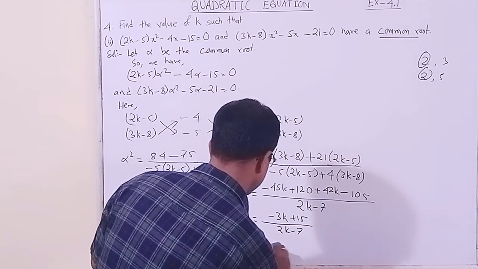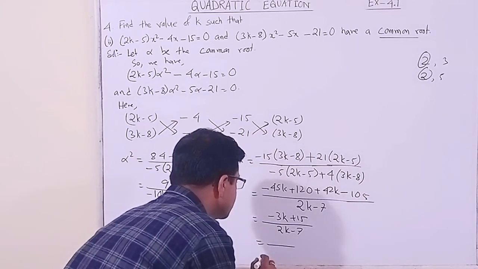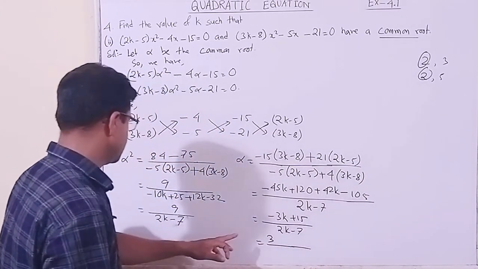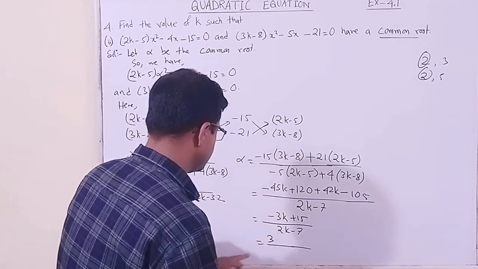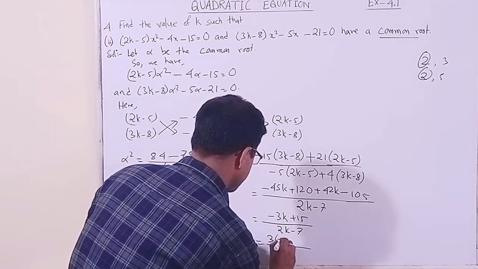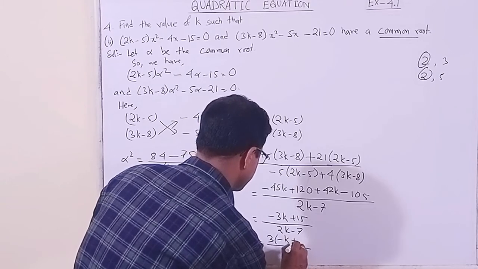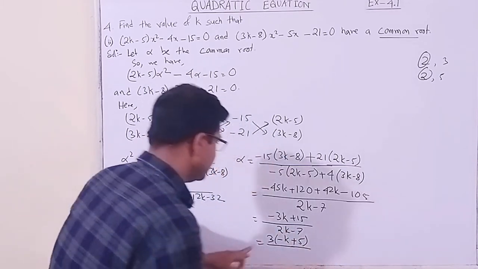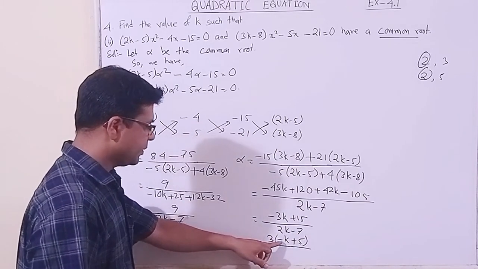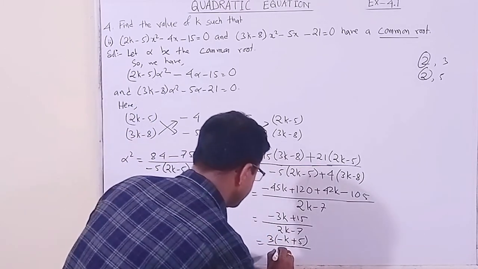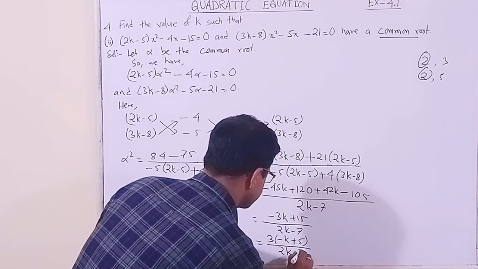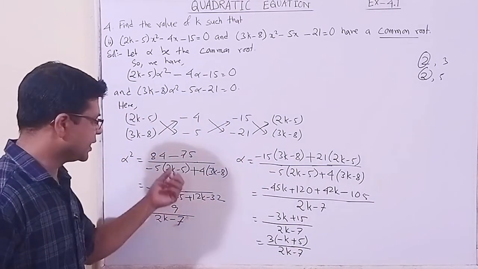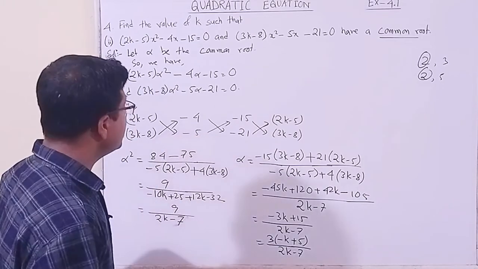Now from here we can take what is common. Suppose 3 is common, let us take this 3 as common. So what will be left? Minus k, then plus 5. Minus k plus 5, and then in the denominator twice k minus 7. So here we have found the expression for alpha square and the expression for alpha. How will we solve?